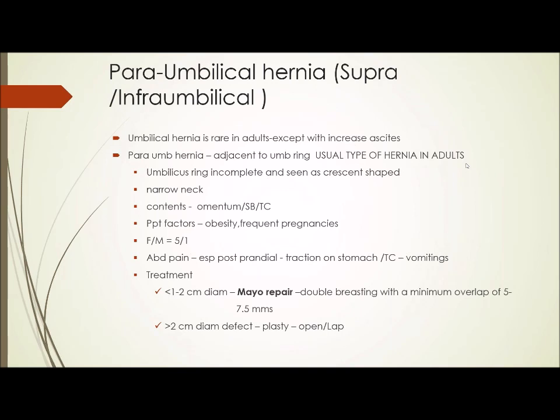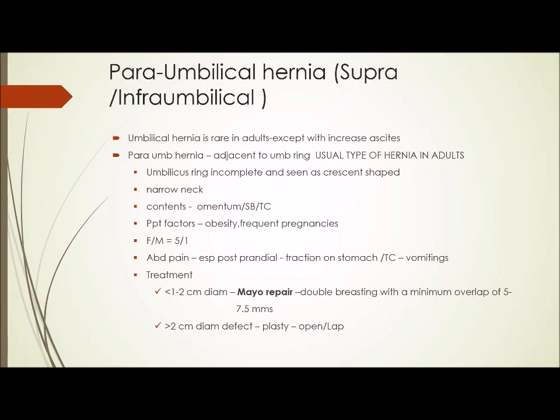The precipitating factor in these patients is most commonly pregnancy. So you find this very commonly in females. That's why you find the ratio of female to male almost 5:1. And the precipitating factor apart from pregnancy is obesity, right? So abdominal pain, especially postprandial, usually because of traction of the stomach or transverse colon, may be presenting with vomiting, not a very common presenting complaint.